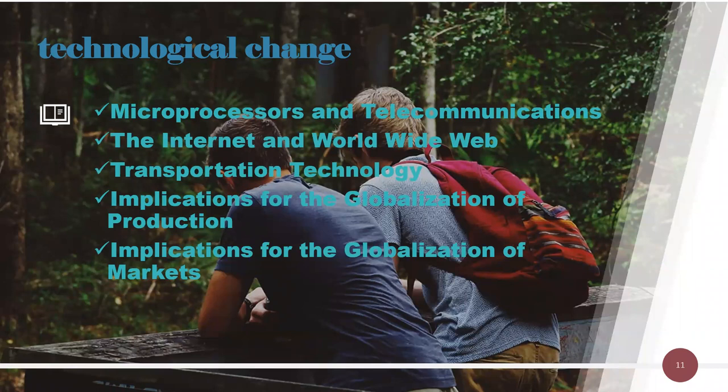Technological change includes the invention of microprocessors. We have seen in television, especially Avengers, nanotechnology, wherein they regenerate. That actually exists now, though maybe not yet famous in our country because it is expensive. The internet and the World Wide Web, you already know this. Transportation technology, we have already smart cars, with implications for the globalization of production and the globalization of markets. This has already been discussed.